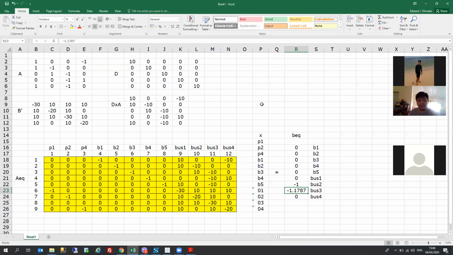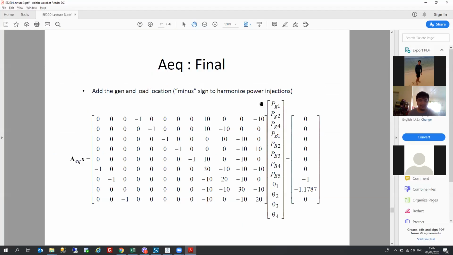Now we have this A equivalent. So kung titingnan mo, this is 9 by 12. Di ba? Product yan times, ilan to? 12 by 1. Magiging resulta mo, 9 by 12 times 12 by 1, di 9 by 1. Which is yung unknown natin na mga bus and branches. Okay. You now have your A equivalent.